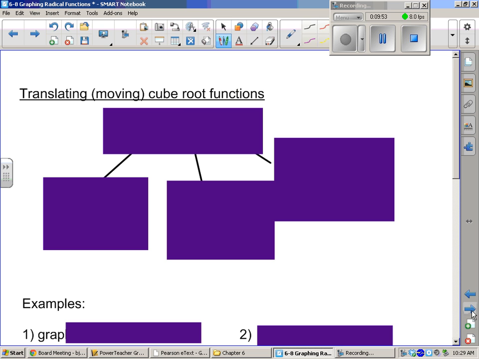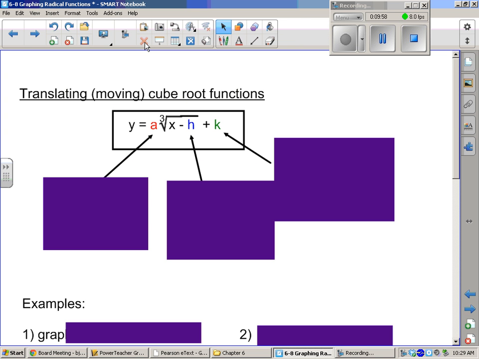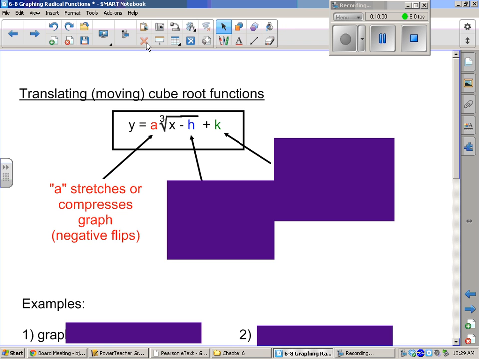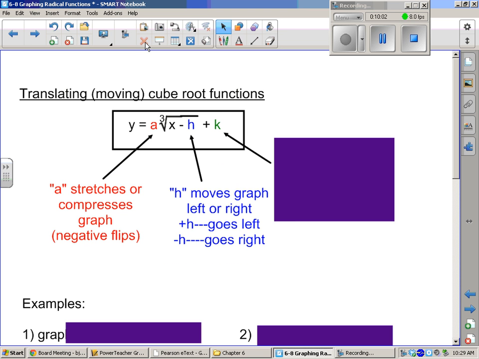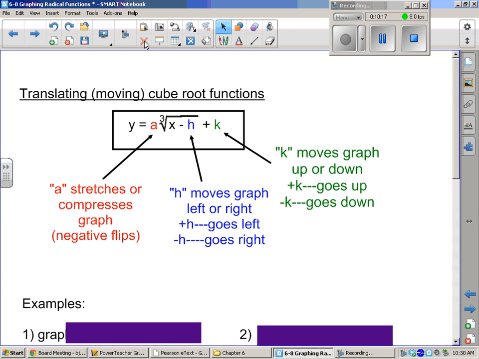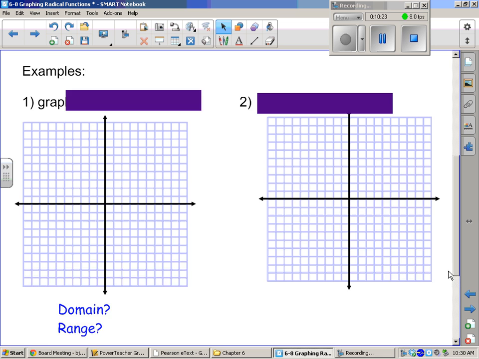All right, so the translating stuff is the same, only it's a cube root instead. So your a stretches or compresses, negative flips it over. H, remember when you see a positive h, that really means a minus inside. So when you see plus h under the radical, remember it's going left and minus goes to the right. That's the backwards one. And then k is straightforward, plus is up.